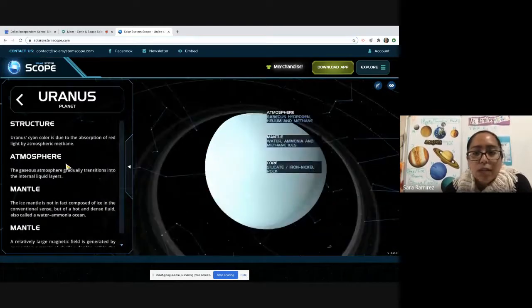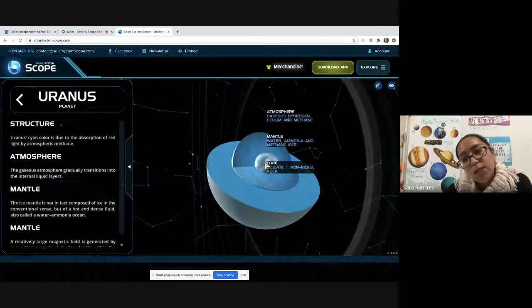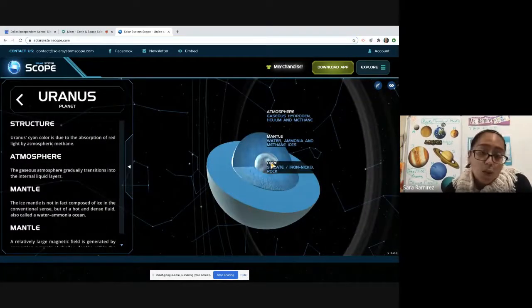So let's take a look at its structure. Again, we see a very small solid core. Again, we believe that it is possible that these gas giants do have a solid core. It has a mantle of water, ammonia, and methane. Again, it's that methane that gives Uranus that blue color. And then an atmosphere of hydrogen, helium, and methane.